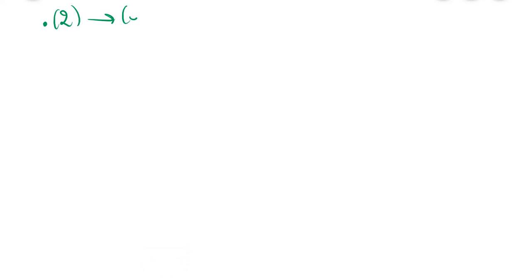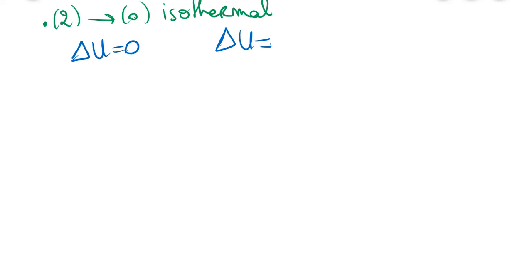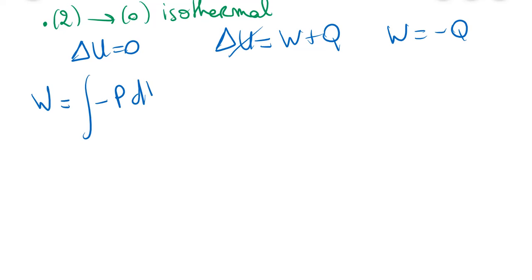From state 2 to state 0, and we said that it is the isothermal transformation here. So if it's the isothermal transformation, then we are going to say that delta U is equal to 0. Again, you can go check out the isothermal case to know more details about this. So for the first law of thermodynamics, if delta U is 0, then the work is equal to minus the heat. So now I'm going to calculate the work. So, integration of minus p dV between the state 2 until the state 0.